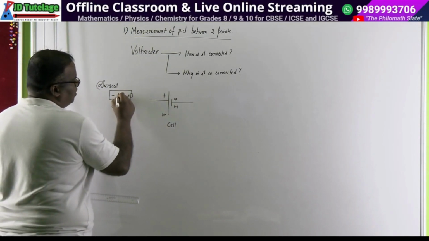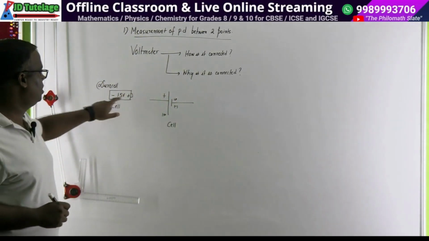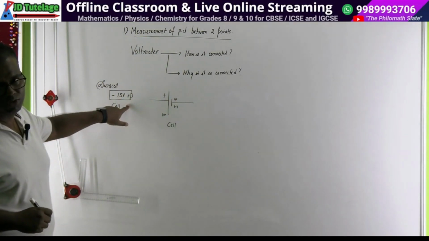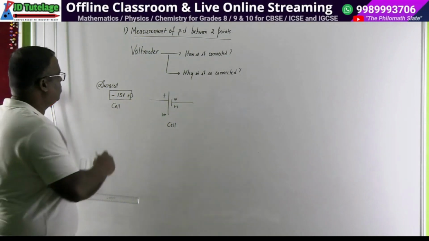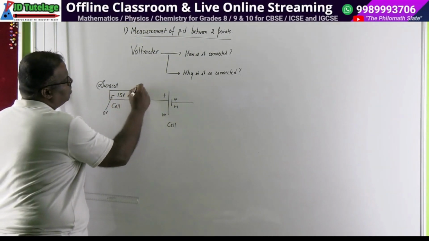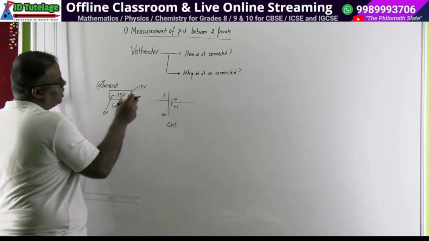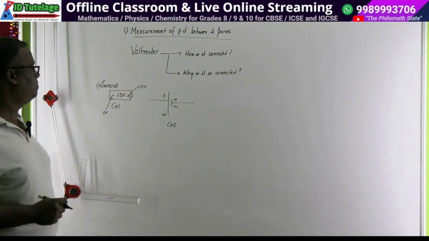So commercially available Duracells and all are 1.5 volt, meaning the potential difference between the two terminals is 1.5 volt. Okay, and the positive is at higher potential. So in other words, you can say that this terminal is actually at 0 volt and this terminal is at 1.5 volt. That's why the difference is 1.5 volt. Okay, understood?